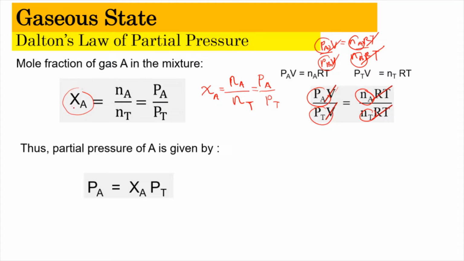And of course, if we were to find the partial pressure of each component, as mentioned, we can also use PA, because you know that XA is equal to PA over PT, right? So if you want to find the partial pressure of A, then PA is equal to the mole fraction multiplied by the total pressure that is in the container.